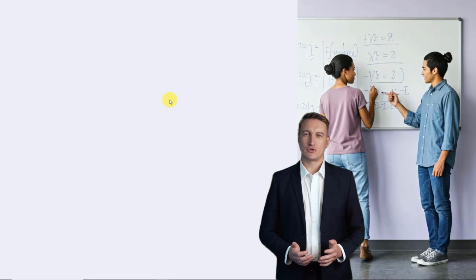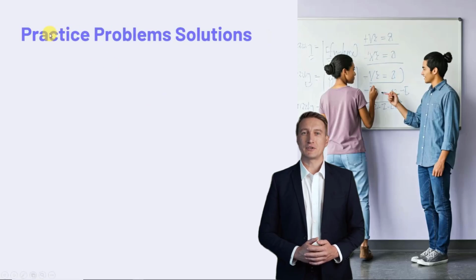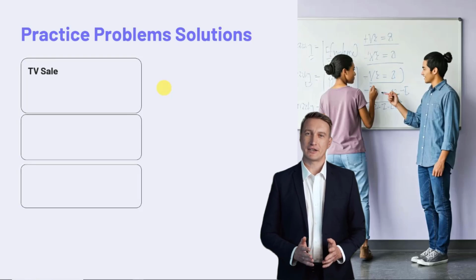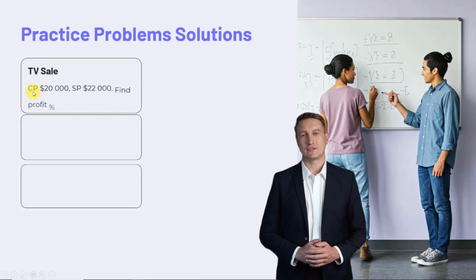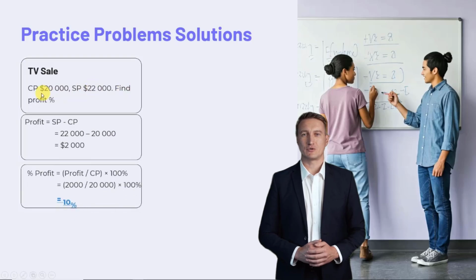Okay, we assume that you paused the video and you did your solutions. So let's go and look at the practice problem solutions. Firstly, let's go and have a look at the TV. The TV sale, here it is. The cost price, as I said over there, was $20,000, selling price $22,000. First, find the percentage profit.